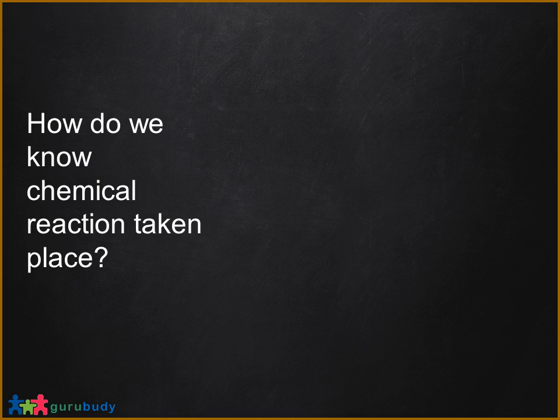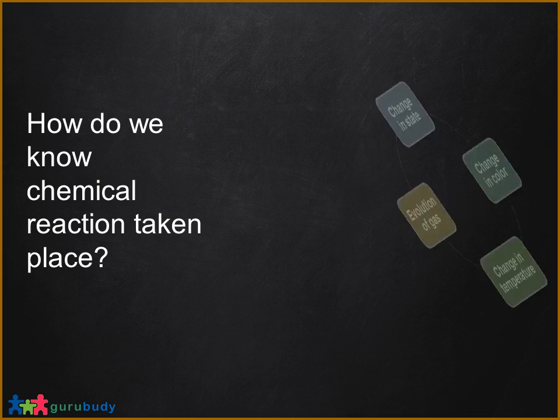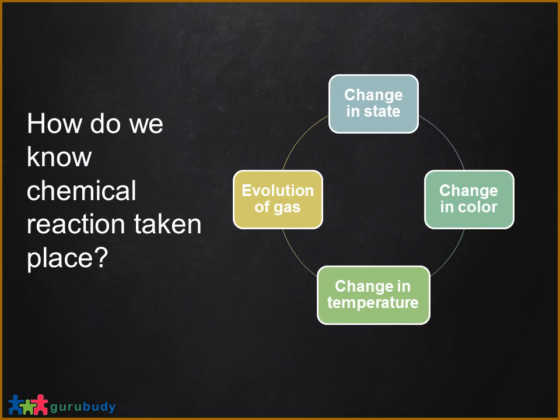Now, how do we know a chemical reaction has taken place? What are the characteristics that will tell us whether a chemical reaction has taken place? These are some of the characteristics, as you can see. Change in state, for example, liquid going into gas, or gas going into liquid, or phases interchanging. That will indicate a chemical reaction is going on. Change in color. For example, you have two reactants, yellow and blue, and they form a red product. That change in color is an indication that a chemical reaction is going on.